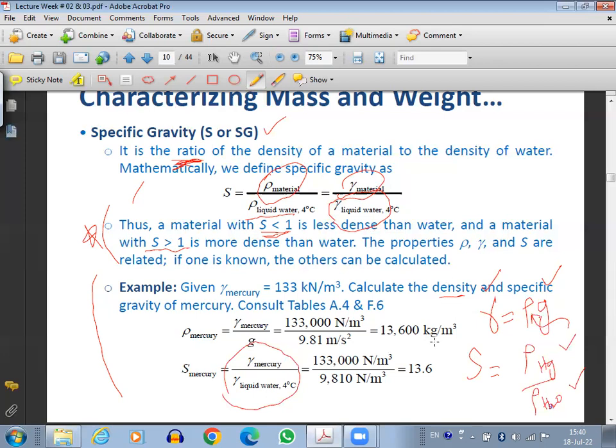So the specific gravity of mercury is 13.6. What does this mean? Mercury is heavier than water. And how much heavier? 13.6 times heavier than water. So, okay, that's it. Is the concept of specific gravity clear?